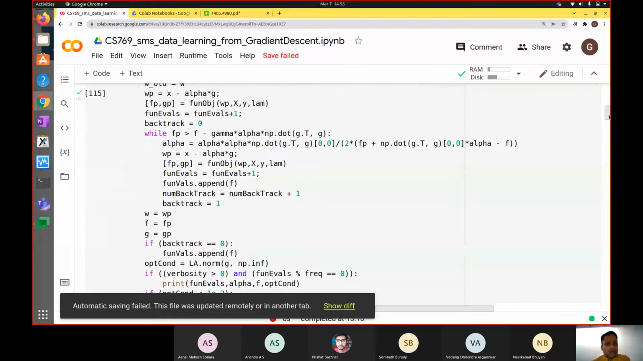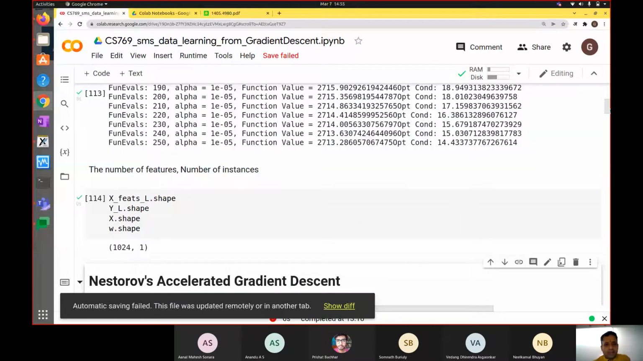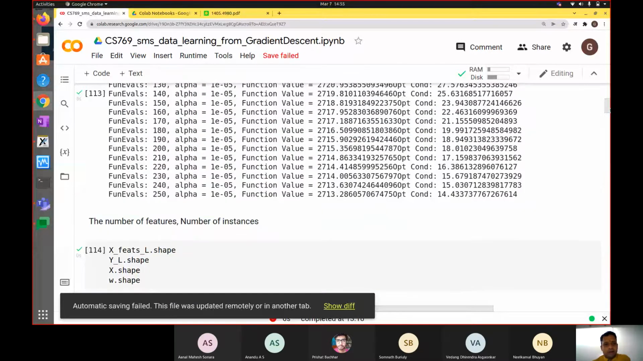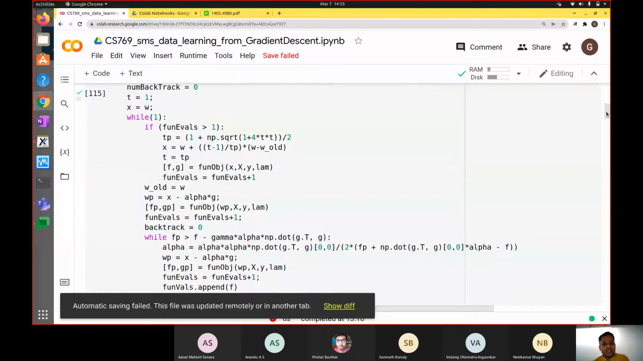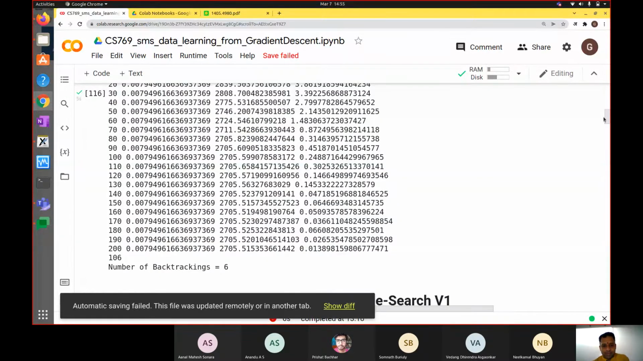Now let's just contrast. We got some 14.43 condition, right? And function value 2713 after 250 iterations. But let's look at what accelerated has done. I mean, it's got us much closer, right? You see, this is quite impressive.